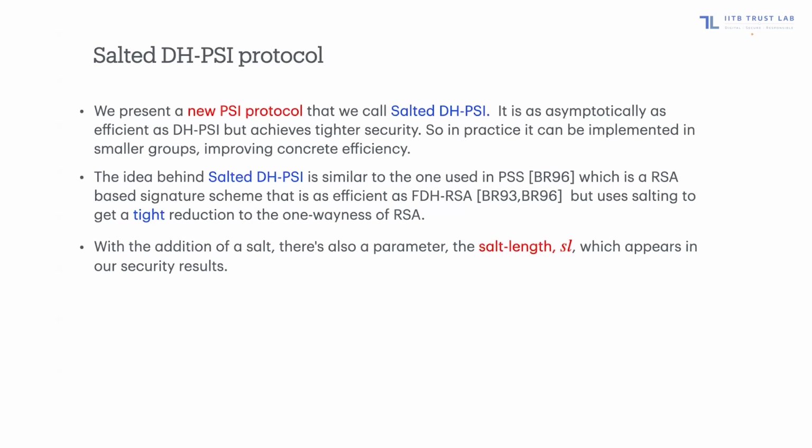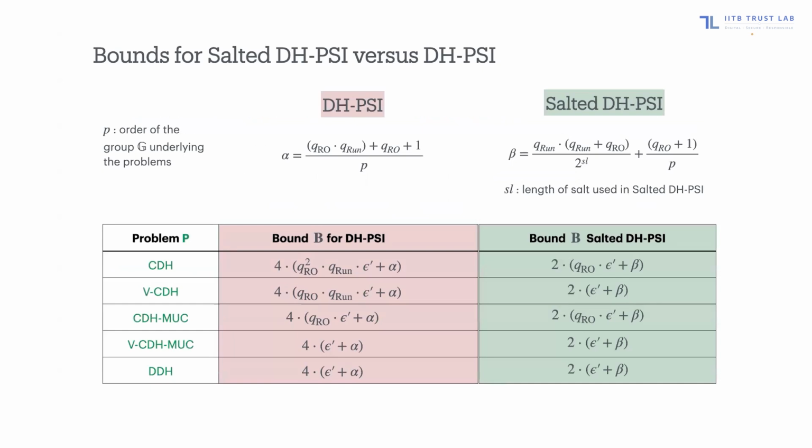The idea is that the random oracle has an additional salt as an input, and due to that, we get salt length as a parameter in the security results. And the results that we get are shown here in the third column. We can see clearly that the security that it achieves is tighter. In fact, we get tight reduction for BCDH as well now. One thing to note is the number of run oracle queries do not appear as a factor in the security reduction, which means that we have tight multi-executions.